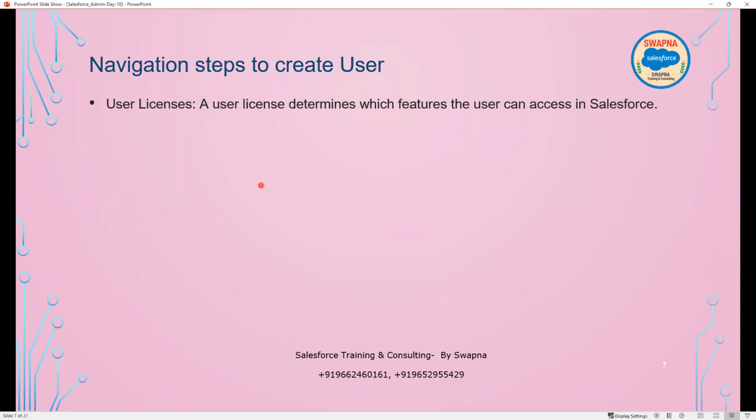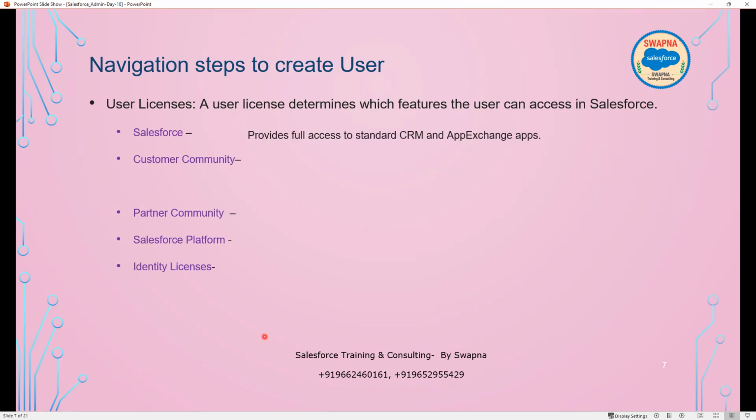Now, let's say Salesforce license. We have different licenses. Right now, I'm going to explain only a few licenses. For example, Salesforce license, customer community license, partner community license, right? Salesforce Platform license, identity licenses. Like this, there are so many licenses, but the ones mostly used in real time are these. Now, Salesforce license is nothing but it provides full access to the standard CRM and the AppExchange.